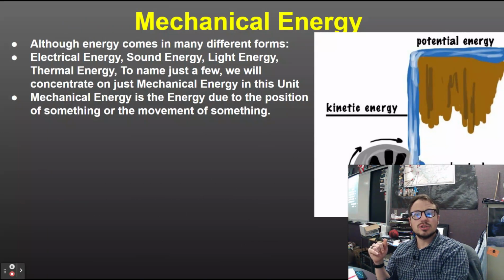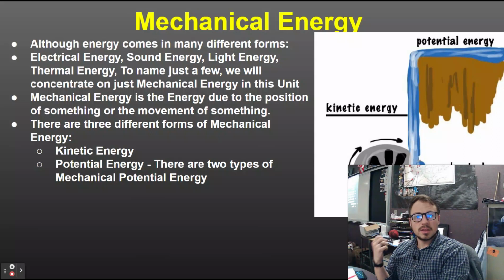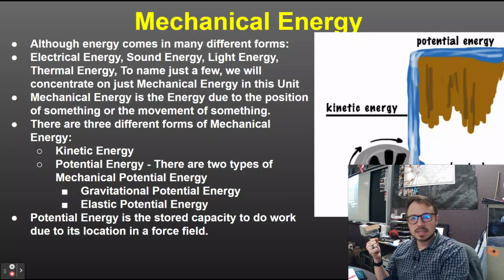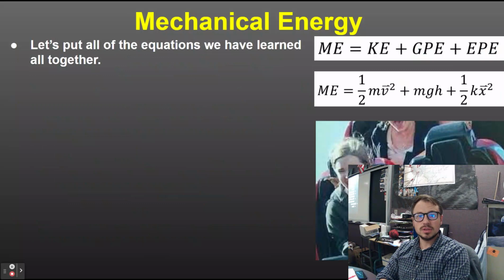We've been looking at mechanical energy, right? Mechanical energy is the energy due to the position of something or the movement of something. Now, there are three forms of mechanical energy. You have kinetic energy, then you have different potential energy. So you have gravitational potential energy, elastic potential energy. Potential energy is the stored capacity to do work due to location in a force field.